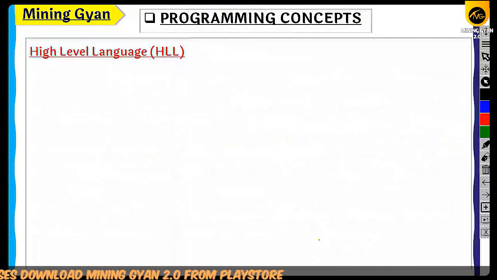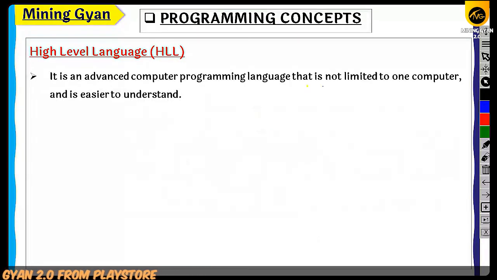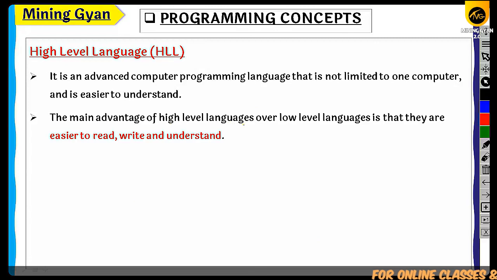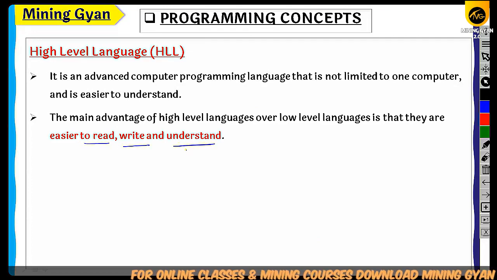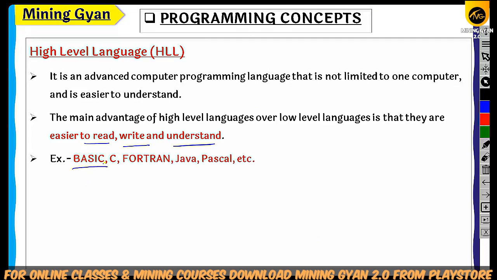Okay, the next type of language is the high level language. It is an advanced computer programming language that is not limited to one computer and is easier to understand. Okay, it is easier than both of those for a programmer to understand. The main advantage of high level language over low level language is that it is easier to read, write and understand.